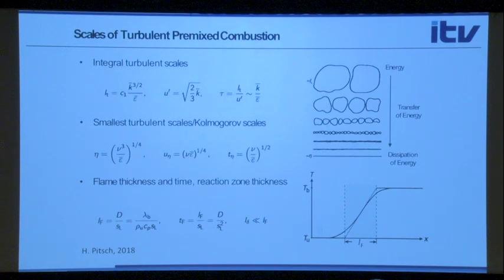And then the turbulence time scale, of course, scales with the ratio of the turbulent integral scale to the turbulent RMS velocity. It's actually equal to that. And then the flame thickness and time and the reaction zone thickness are provided here, where the laminar flame thickness is equal to the ratio of the diffusivity to the laminar burning velocity. And the flame time is given by the ratio of the flame thickness to its laminar burning velocity.